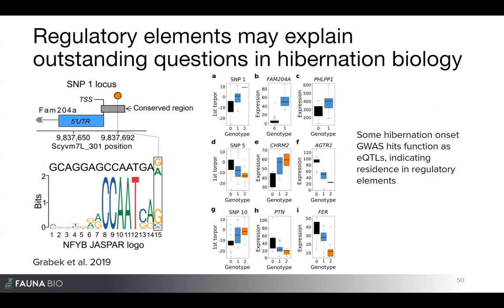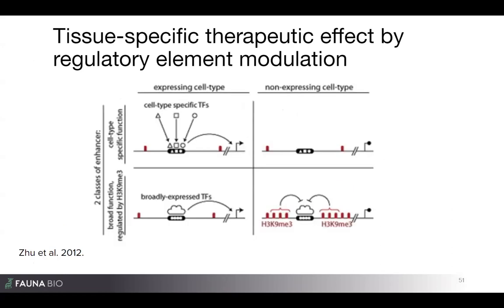And so by digging more into these, we can get a better idea of how the regulatory genome is participating in hibernation regulation. And this broadens our search space for therapeutic targets. And another thing that's very important for therapeutic development is that sometimes modulating a gene for the whole body has detrimental effects, but modulating that same gene in a very specific tissue can be therapeutically beneficial. And one way to do this is with regulatory elements, which can be cell type specific.